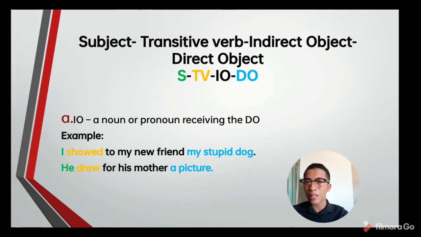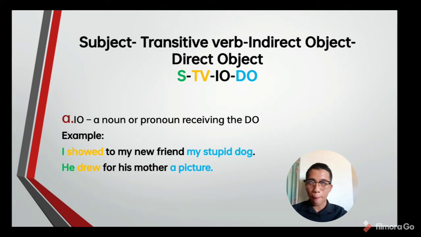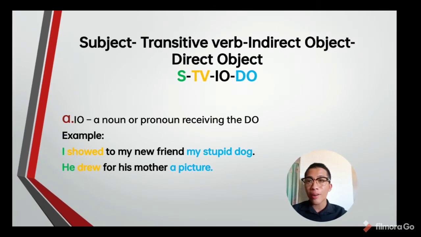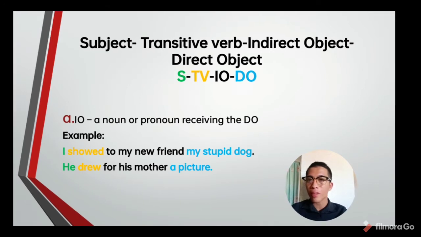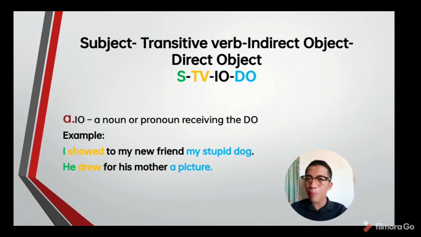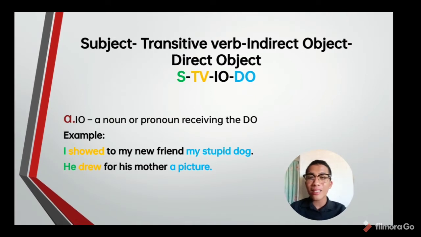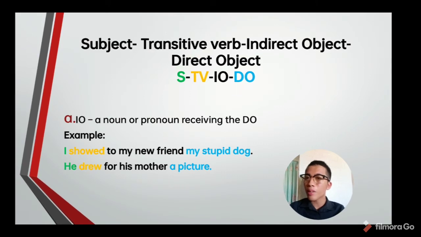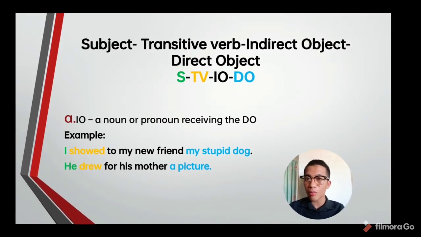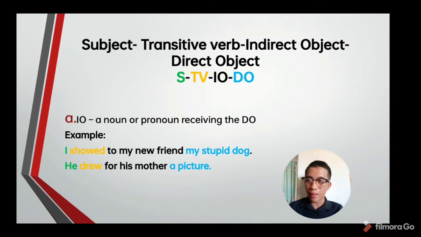Next is the subject, transitive verb, indirect object, and direct object. IO, or the indirect object, is a noun or pronoun receiving the direct object. I have here the example. I showed to my new friend my stupid dog. I is the subject here. Showed is the transitive verb. To my new friend is the indirect object. And my stupid dog is the direct object.